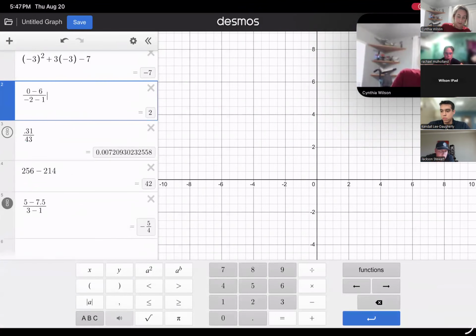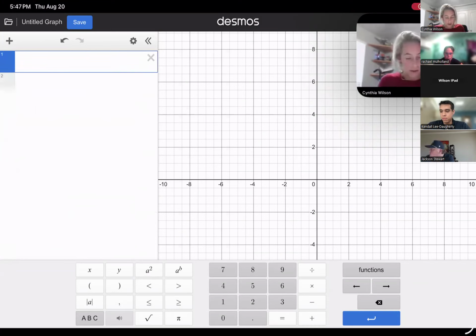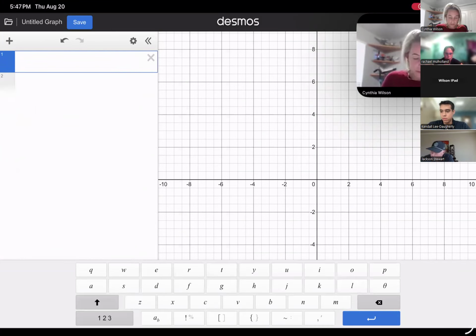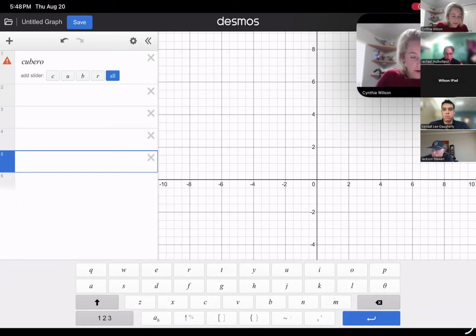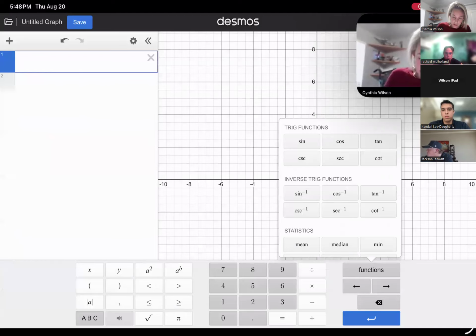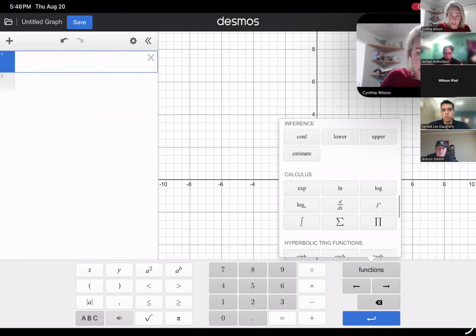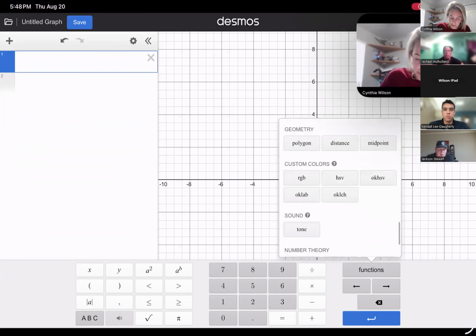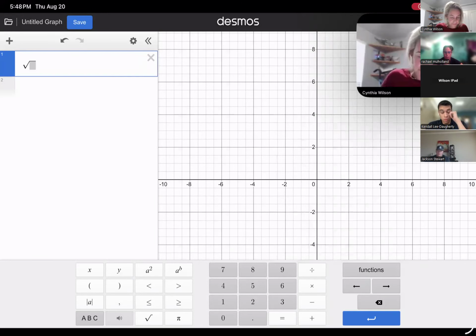Can I just get a new graph? Sorry. Let's see. Nope. Okay. No, no, no. Oh my gosh. Let's go back there. Functions. You can do a lot in Desmos. I'm just going to find the right one. There it is.